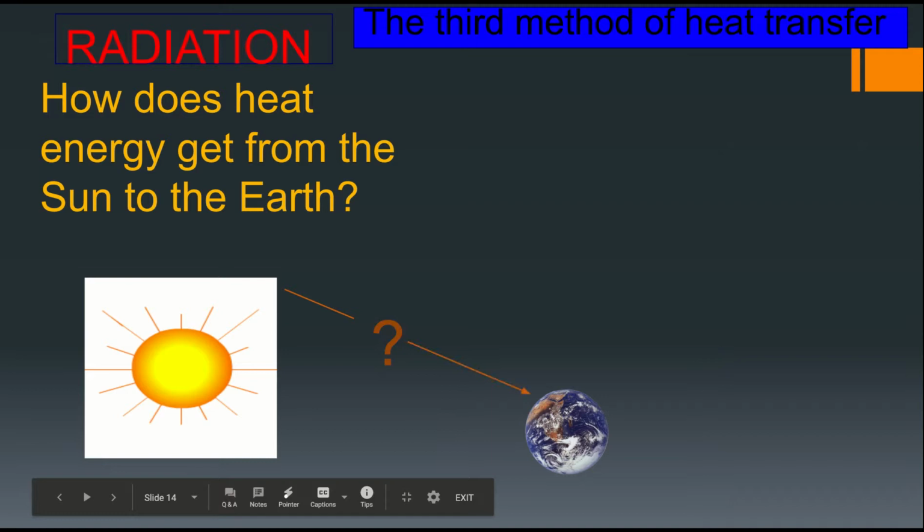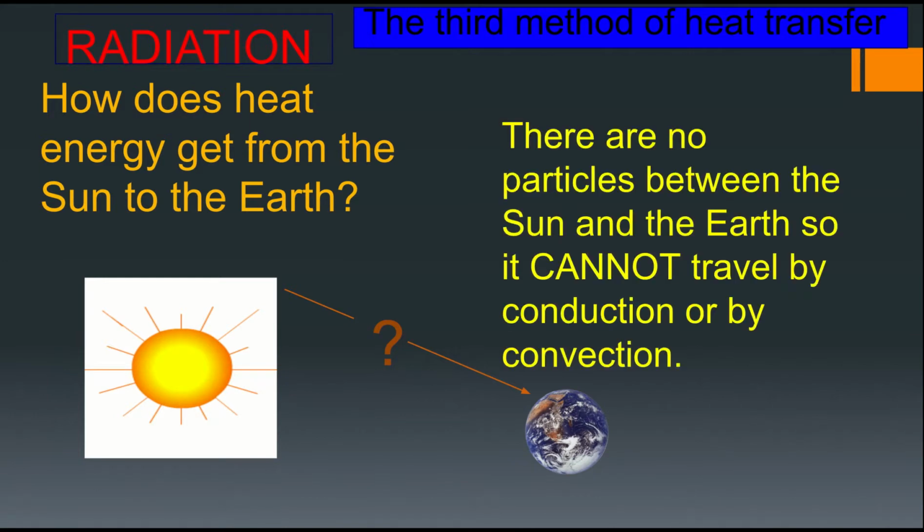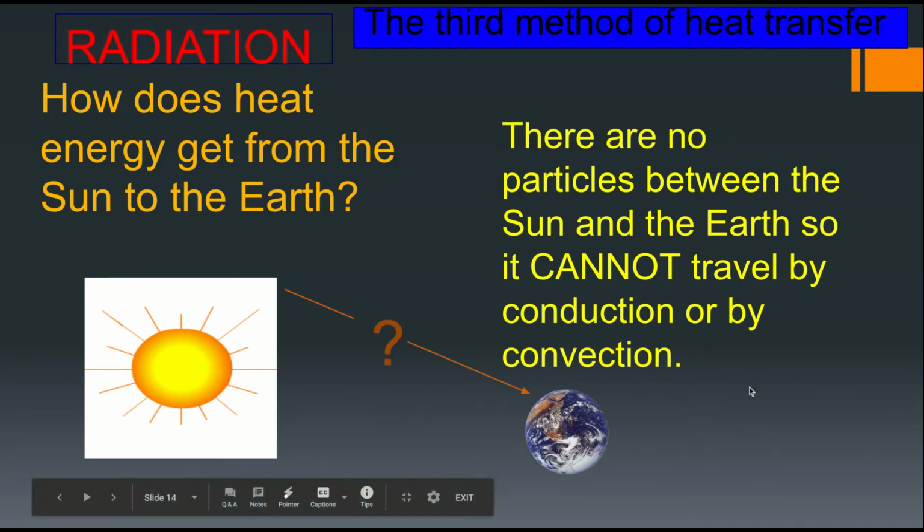The third method of heat transfer is called radiation. How does heat energy get from the sun to the earth? Well, we know that there are no molecules or particles between the sun and the earth. It is just space, the space between matter. So the earth cannot get heated by the sun by conduction or convection. It is heated by radiation, the rays of the sun.